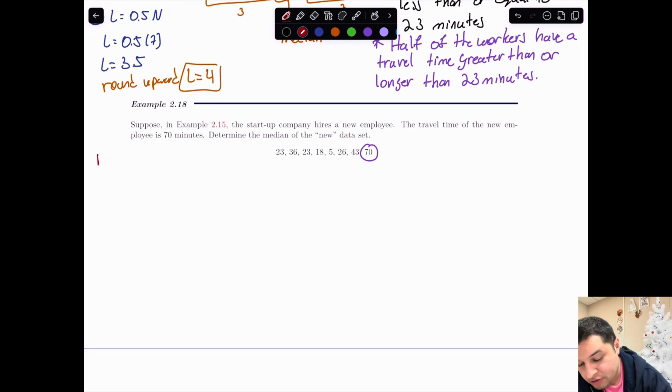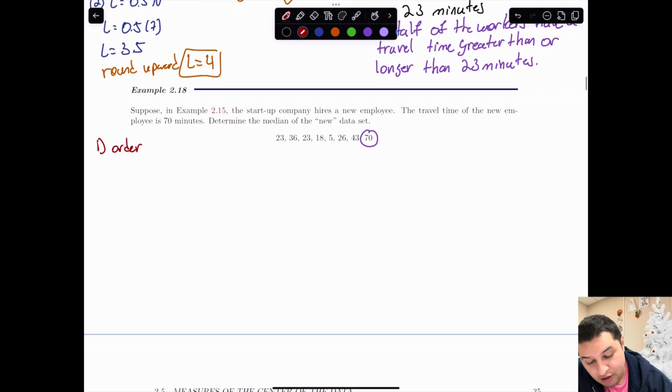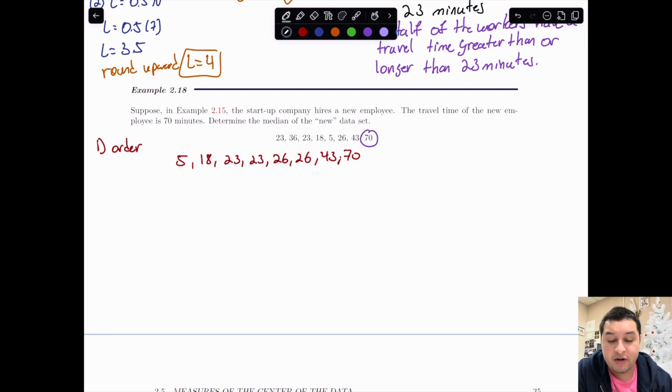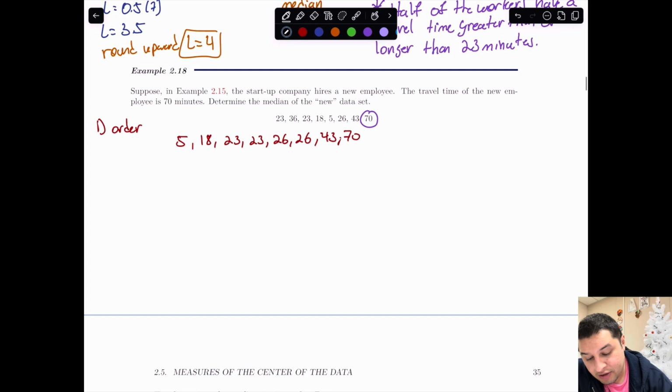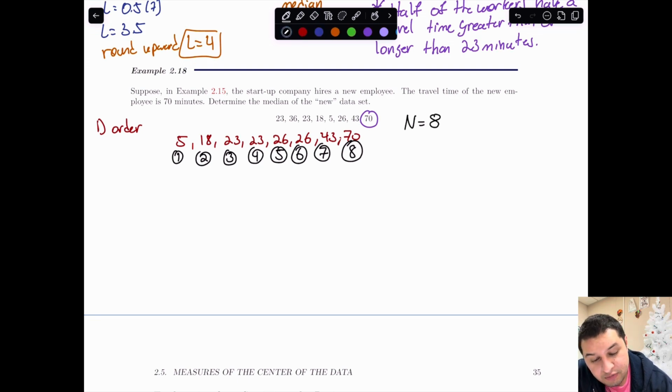And the very first thing we need to do, if we're finding the median, is order the data. So I'll reorder it. It's going to be 5, 18, 23, 23, 26, 26, 43, and 70. I ordered it from least to greatest, and now I'm going to number it. This one is 1, this one is 2, 3, 4, 5, 6, 7, and 8. So we now have 8 of them. So my new capital N is going to be 8.